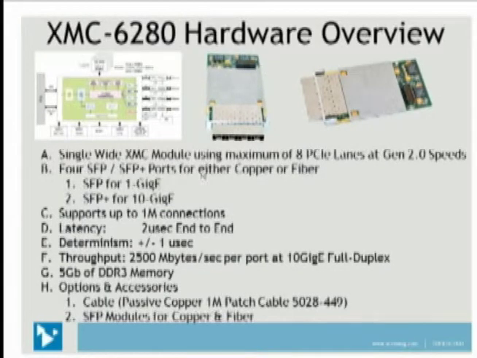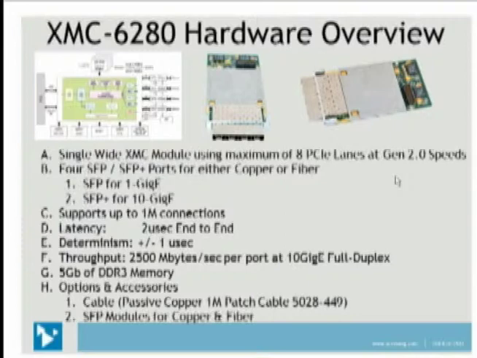A little bit more about the hardware overview. This is a single wide XMC module using a maximum of 8 PCIe lanes at Gen 2 speeds. You can also use PCIe Gen 1, but keep in mind that it will be severely restricted in the speed. You can also use a 4-lane PCIe connection, but again, you're going to be restricted. And 16 lanes will be fine, but it will only use the 8 PCIe lanes at Gen 2 speeds. Then we have our 4 SFP or SFP+ ports for either copper or fiber connections. SFP is for 1 gigabit Ethernet, and then SFP+ for 10 gigabit Ethernet.